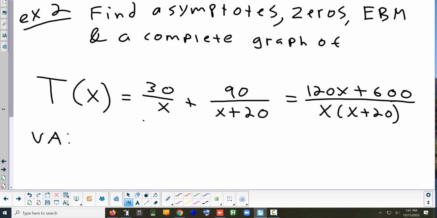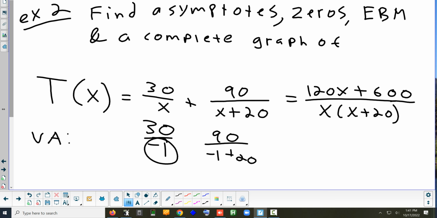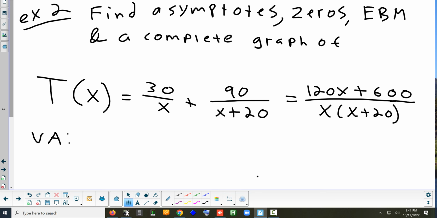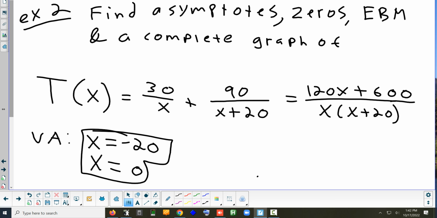Like if you just change that to -1, is that number a 0? No. If you plug it in right there, is that number a 0? No. So not -1. -20. Yep, that is one of them. So vertical asymptote, -20 is one of them. What about the other one? Yeah. 0. So that's something we talked about last week. Vertical asymptotes are the numbers that make the denominator 0. And over 2.